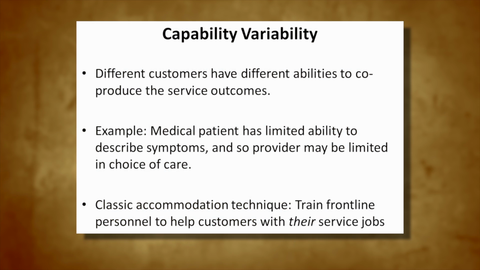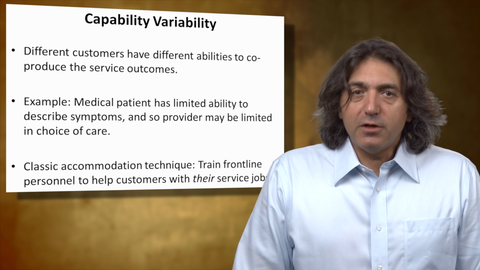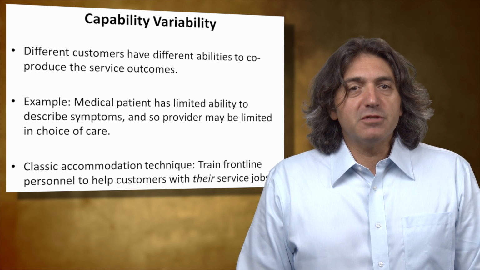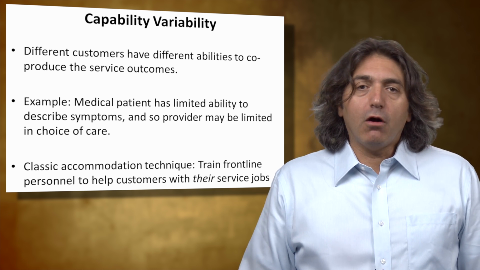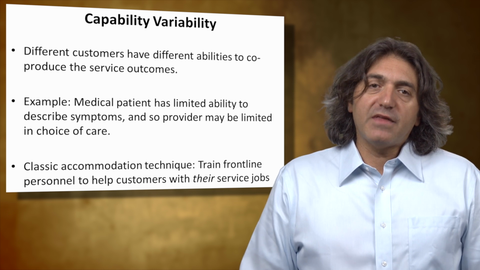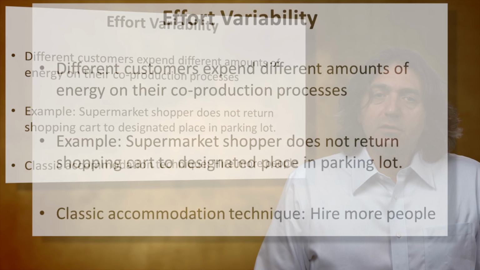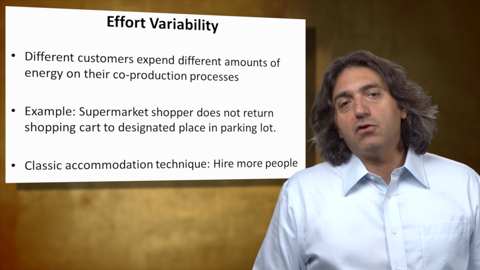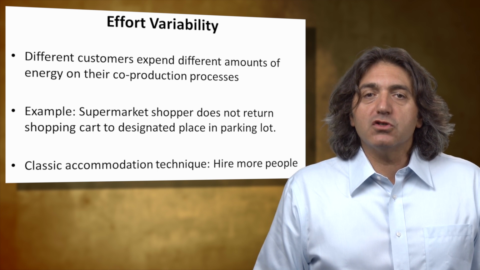Capability variability. Different customers have different knowledge and different skills, meaning they are differently able to participate in co-production processes. It might be difficult for a medical patient to describe his or her symptoms accurately, and so it becomes difficult for the doctor to figure out what to do. We could try to accommodate all different kinds of capabilities we might encounter, but that might be very expensive. Effort variability. In addition to having different capabilities, different customers might simply expend different amounts of energy in helping the service provider. I love this example of supermarket shoppers not returning their carts and just leaving them all over the parking lot. The store can try to accommodate this by having more workers wrangle the shopping carts.